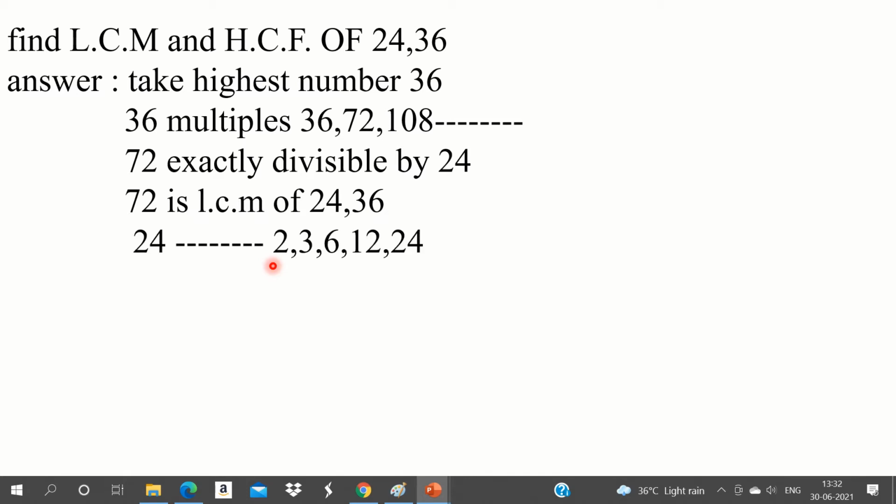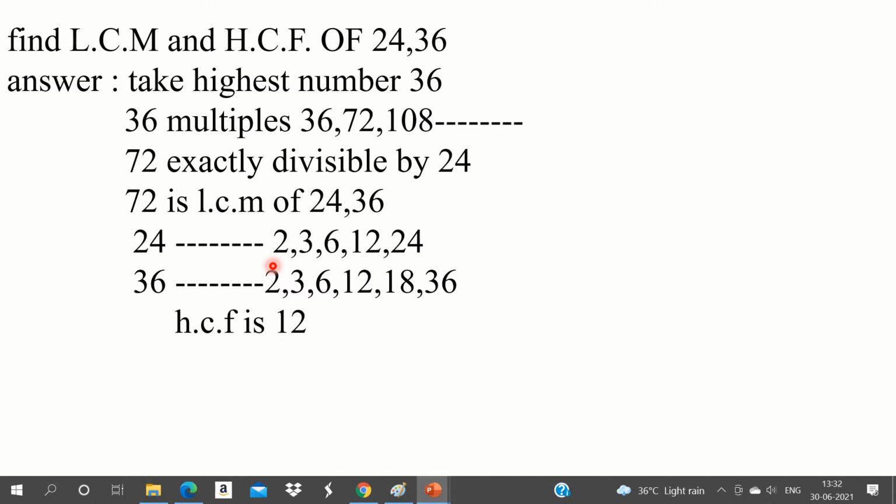To find the HCF, we have to find the factors of 24 and 36. The factors of 24 are 2, 3, 6, 12, 24. The factors of 36 are 2, 3, 6, 12, 18, 36. So here 12 is the common factor of 24 and 36. So 12 is the HCF.